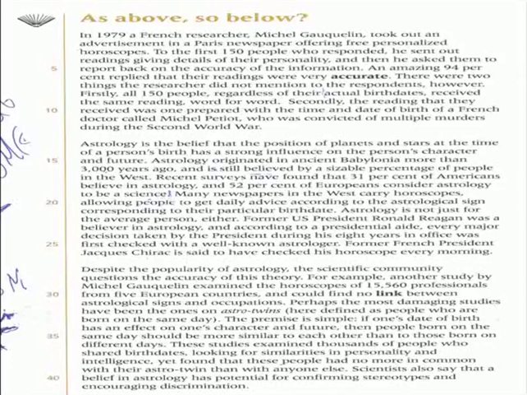Former US President Ronald Reagan was a believer in astrology, and according to a presidential aide, every major decision taken by the president during his 8 years in office was first checked with a well-known astrologer. Former French President Jacques Chirac is said to have checked his horoscope every morning. Now, third paragraph, we start here.